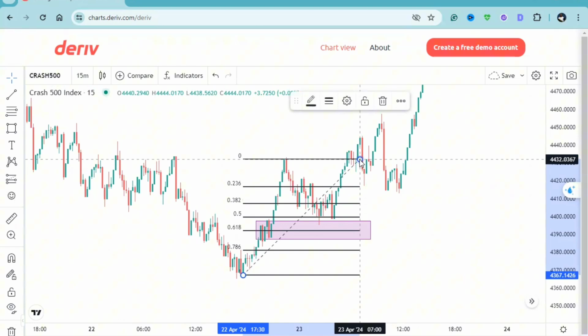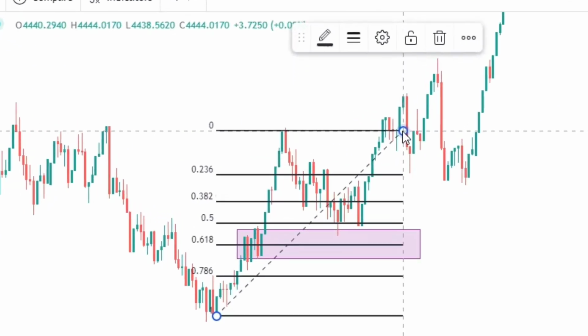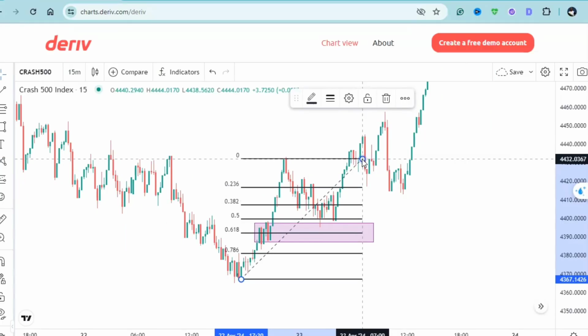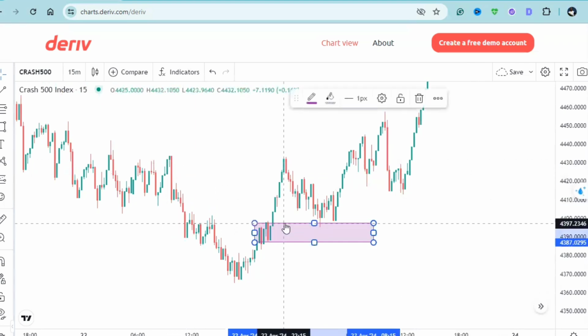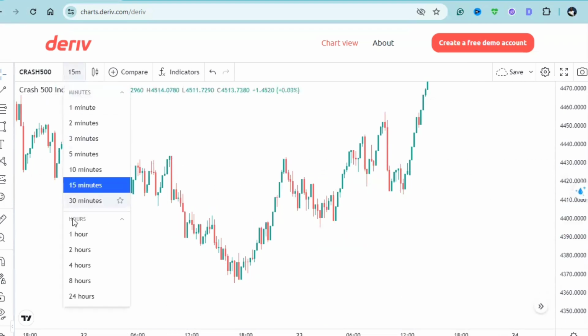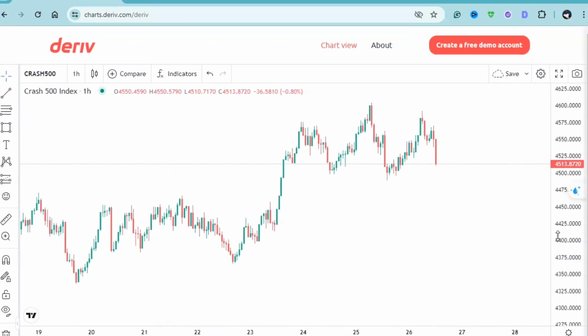And you can keep on doing this for so many swings, whether you're on the 15 minutes time frame, or the 5 minutes, or the 1 hour, or the daily, whatever time frame you are on, this holds sway. Fibonacci levels 0.382, 0.5, 0.618 are very important levels at which you should be looking at price actions happening. All right. So let me also show you another trade on the 1 hour time frame before we close this particular tutorial. All right, this is the 1 hour time frame, the same Crash 500 index.